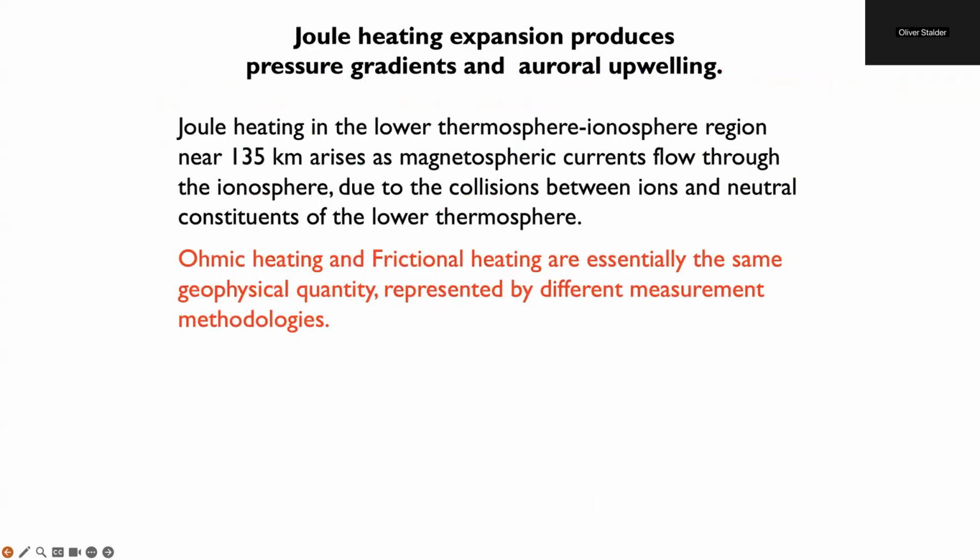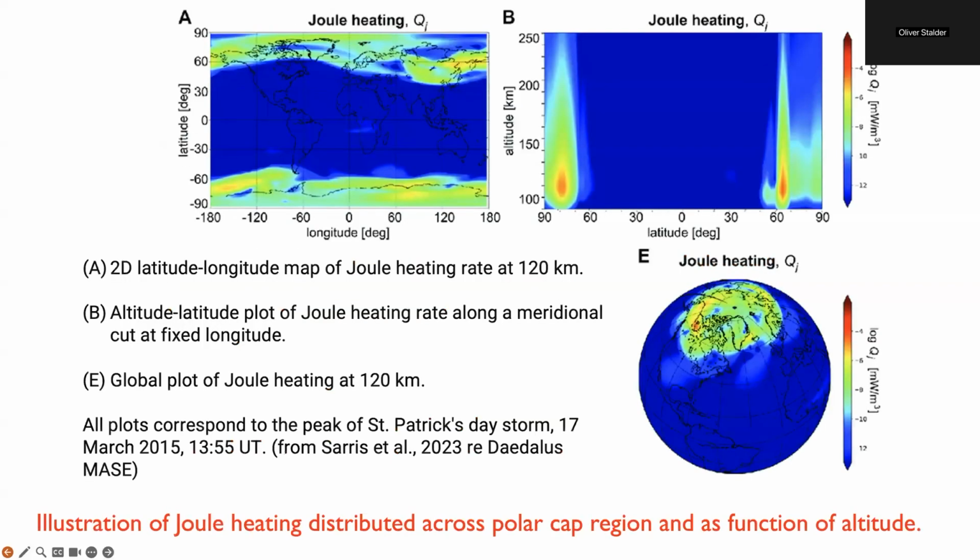During the course of a geomagnetic storm, you will have geoheating taking place in the polar region, and this results in expansion and upwelling of air in the polar region. So you have significant vertical winds.